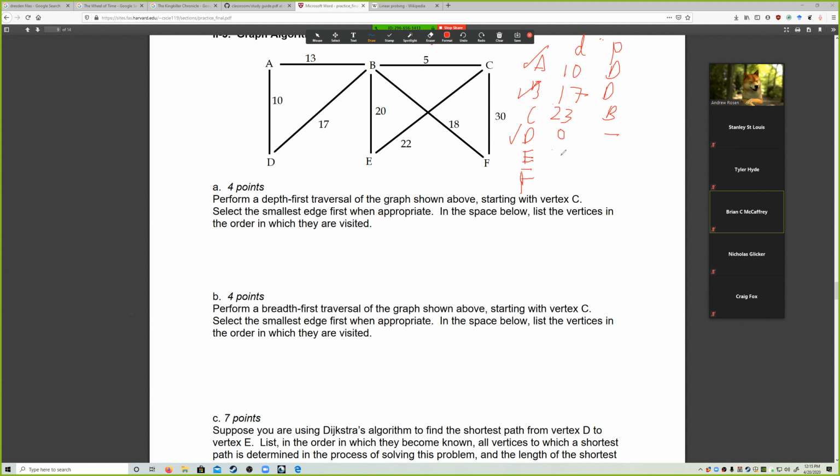Both of these go from B. So E and F. 37 for E, and 35 for F. Next, select the cheapest one of these. That'd be 23. Does 23 plus 22 give us anything better? No. Does 23 plus 30 give us anything better? No. Next, select the cheapest, F.